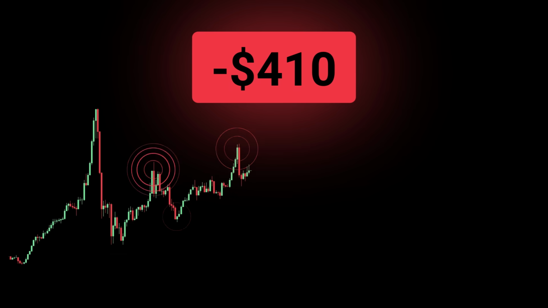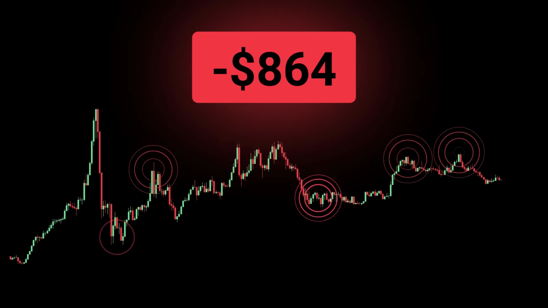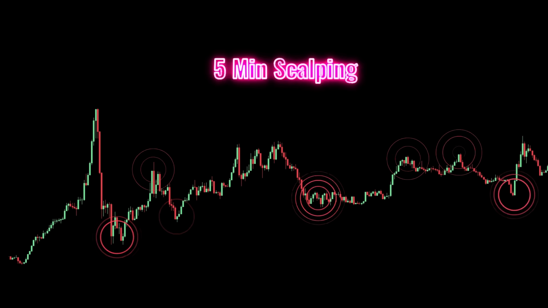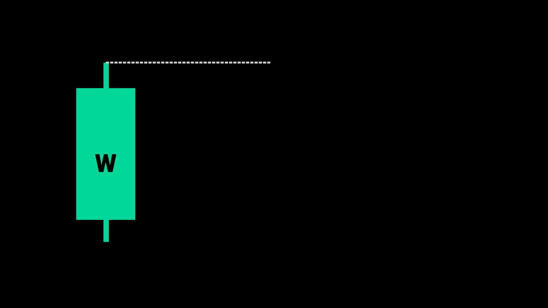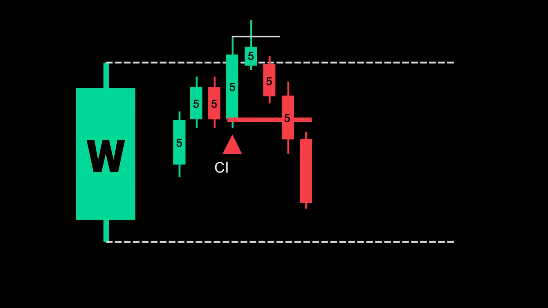Most traders think scalping the 5-minute chart means random entries and fast losses. That's why they fail. Today I'm going to show you how to use the weekly candle to turn 5-minute scalping into a high probability, repeatable entry model.